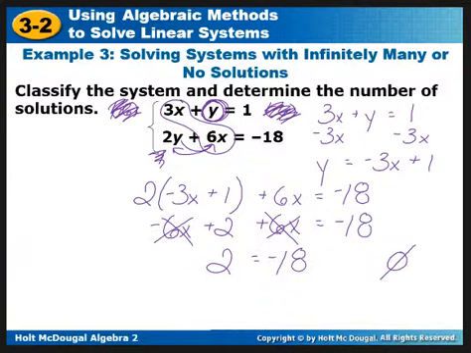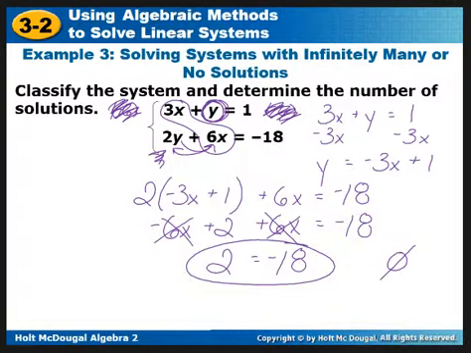Or you can end up with a situation like we did here by substituting. We end up with 2 equals -18, or in some cases you'll end up with different numbers like 1 equals 3, like we had on the previous slide, that represent what's going on there.